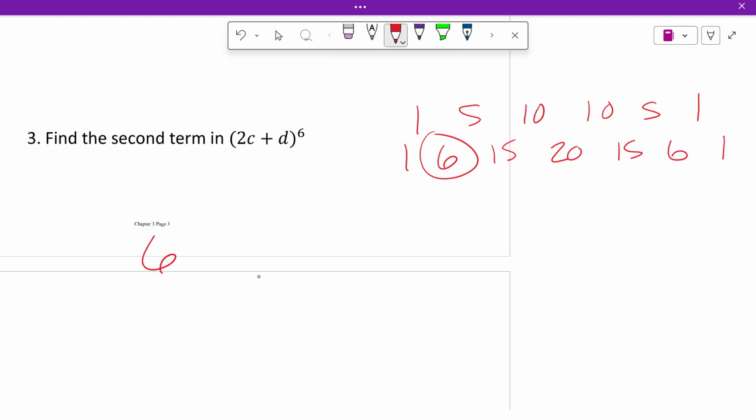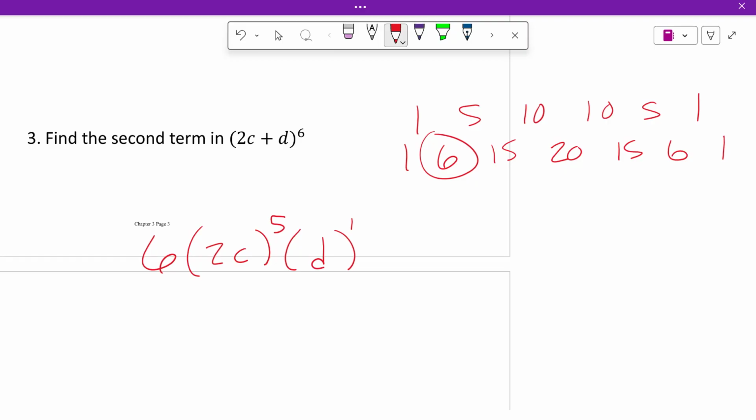So it's 6, okay? If my first term, I take the first one to the 6, my last one to the 0, my second term would be the first one to the 5th, my second one to the first, okay? This is 6, 0, 5, 1, 4, 2, 3, 3, 2, 4, 1, 5, 0, 6. Okay, see how that works?